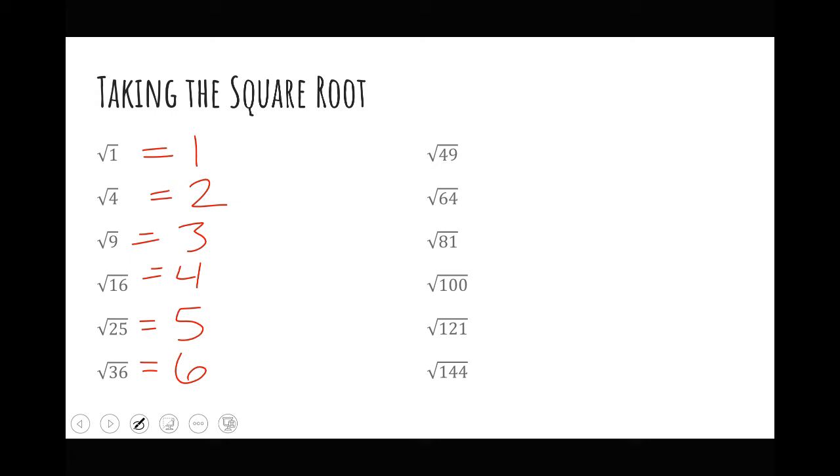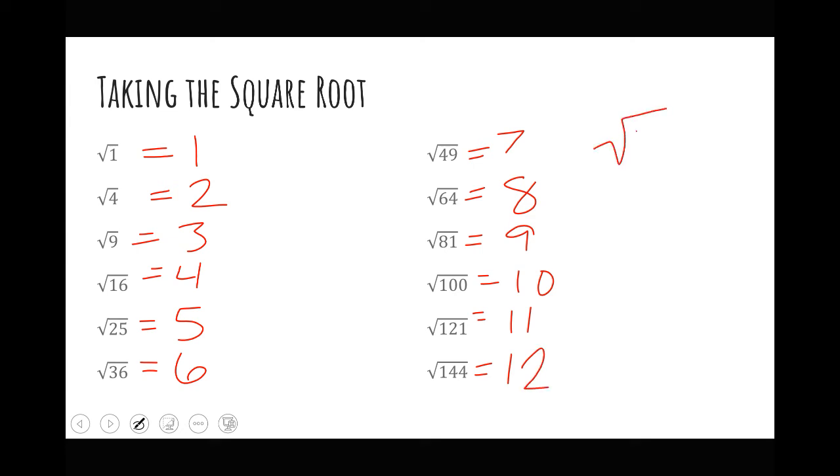6 times 6 is 36. 5 times 5 is 25. 4 times 4 is 16. We'll continue over here. So the square root of 49 is 7. The square root of 64 is 8. 9, 10. These are good to have memorized. We could keep going. The square root of 169 is 13. The square root of 196 is 14. So we could keep going forever. At this point, you may need a calculator to help figure it out.